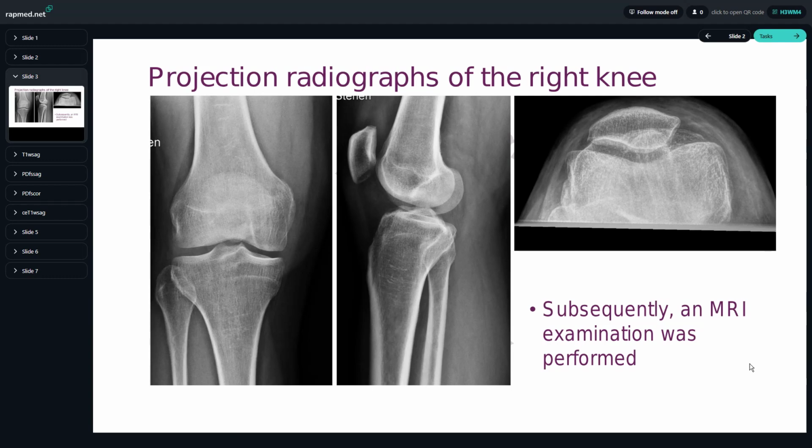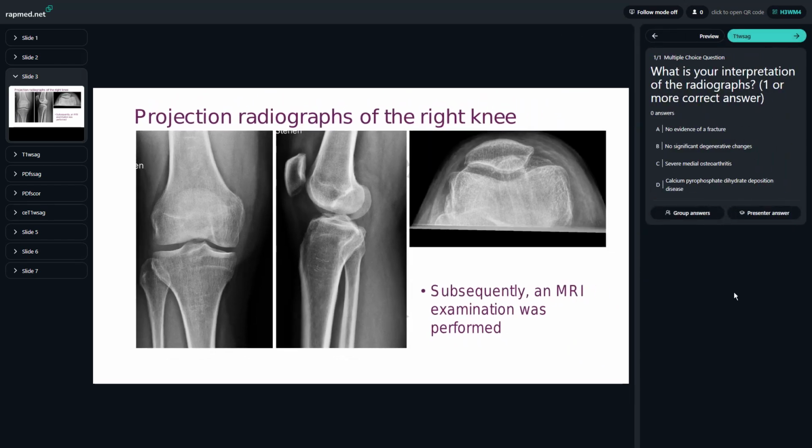You see here the radiographs in the anterior, posterior, and lateral view, and also a patellar view. And I will start with a task for you. So what is your interpretation of the radiographs? Is there a fracture? Are there degenerative changes? Is there a severe osteoarthritis? Or do we have a CPD disease?